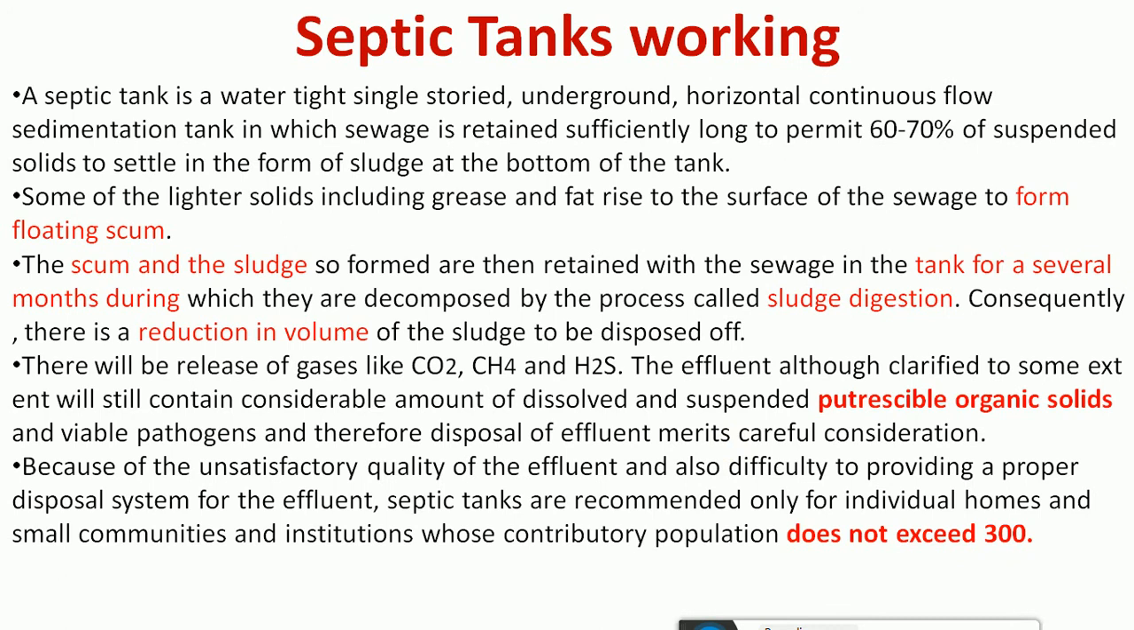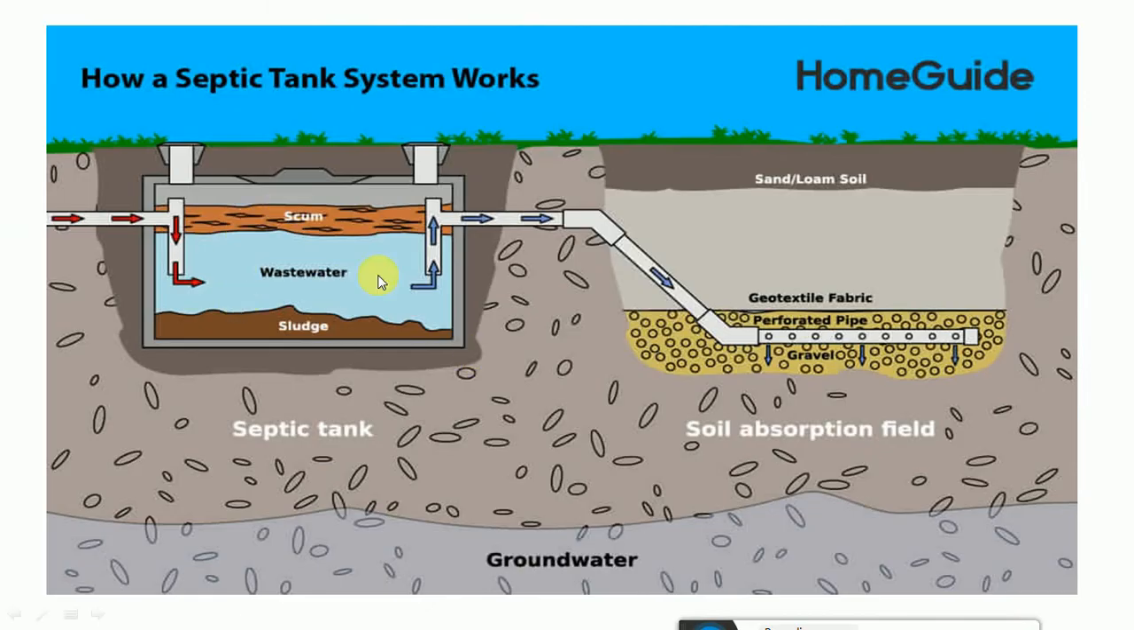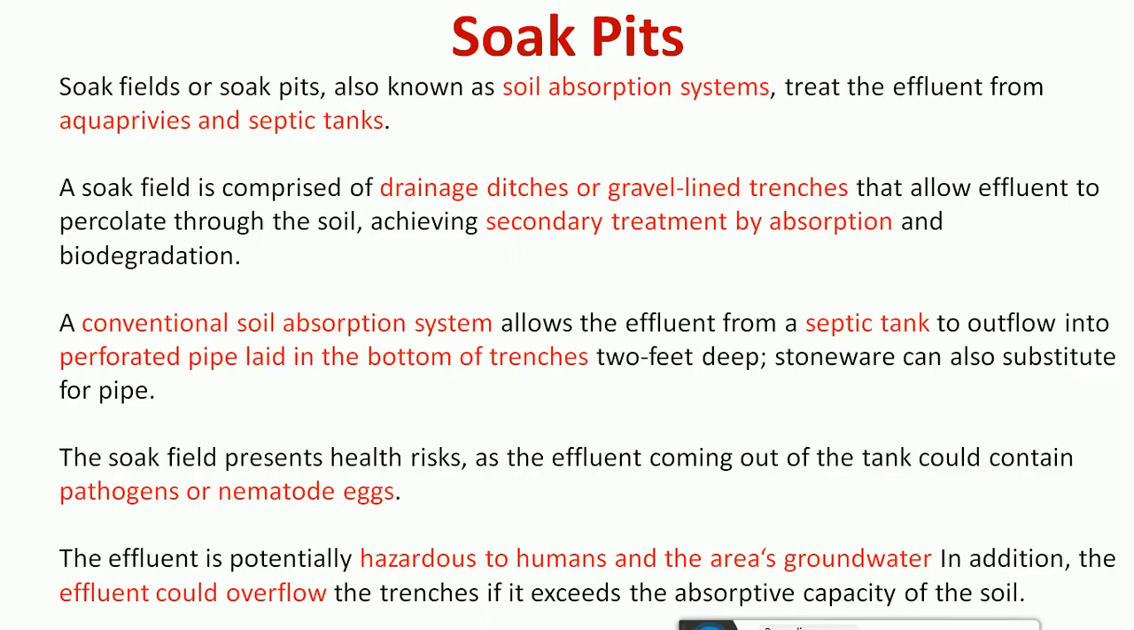And this is what I was telling you. This is the tank which is constructed below the ground. You have the scum at the top, and the wastewater gets degraded and is allowed into the soil absorption field, also called the soak pit. Through this perforated pipe the water will enter the adjoining soil, and here you can have vegetation grown. These are also called soil absorption systems because they treat the effluent from aqua privies and septic tanks.